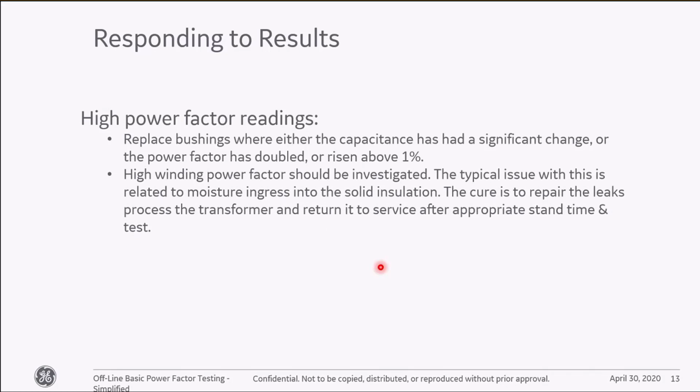High winding power factor ought to be investigated. You just saw a good example of that. Those power factor readings don't go up for no reason. They go up for a reason. And as they increase, it's not good. Remember, we're trying to achieve pretty much zero in a capacitor, not unity. So if we're moving towards unity for any reason whatsoever, that's a bad thing.